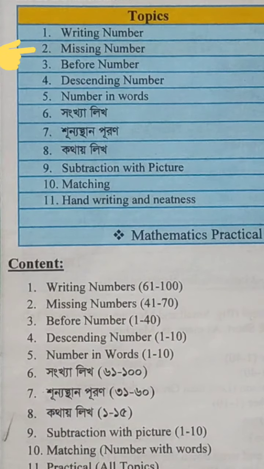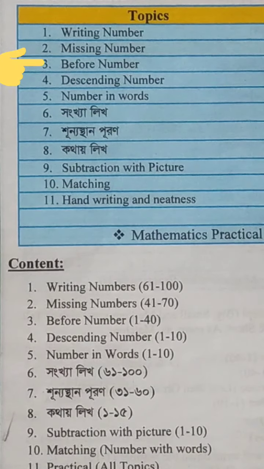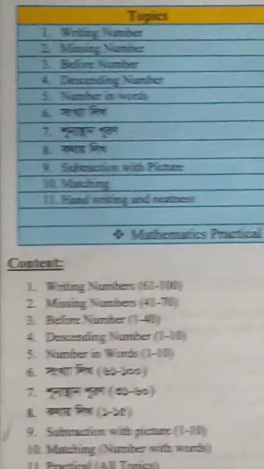Okay? Now, number 3 is before numbers. We learned the before numbers from 1 to 40. So, there will be some random numbers given so that you can write the before numbers. So, you have to practice the before numbers from 1 to 40.